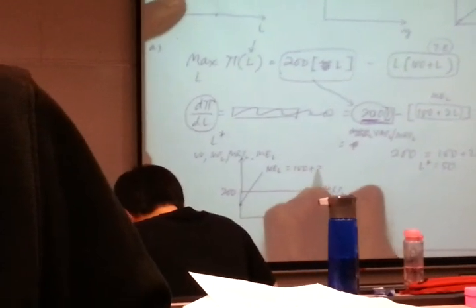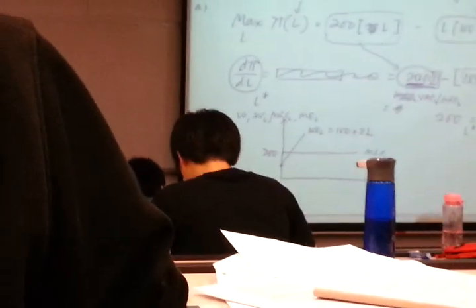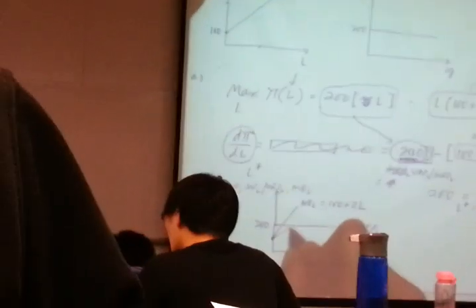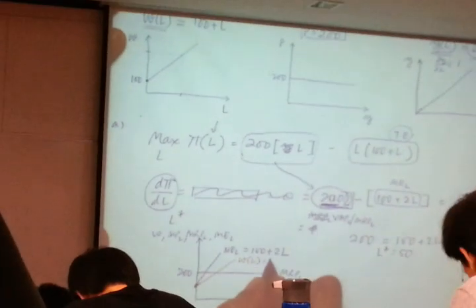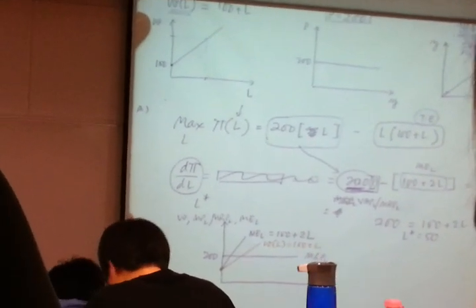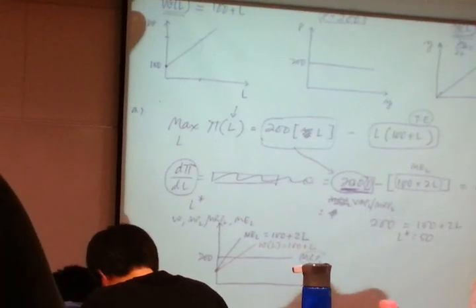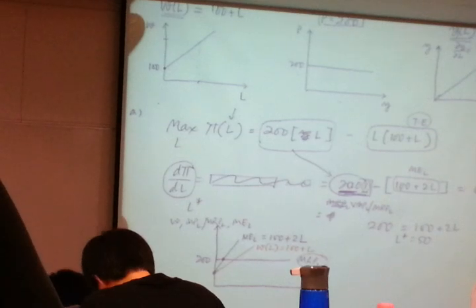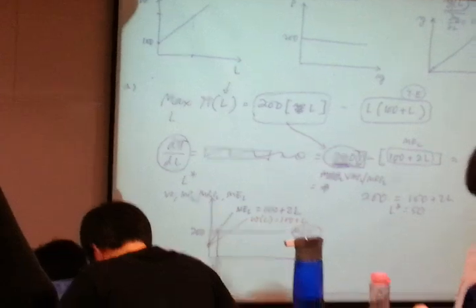What is your supply curve? 100 plus L. Your supply curve is 100 plus L. Same intercept, but flatter. This is WL. This is your supply curve of labor. What is the profit maximizing demand for labor? Wherever MRPL is equal to MEL here. This is L star here.